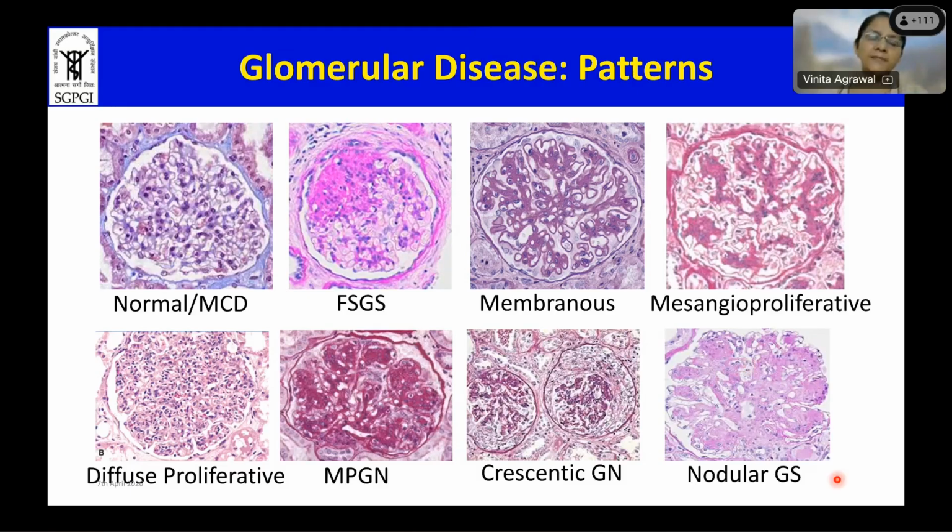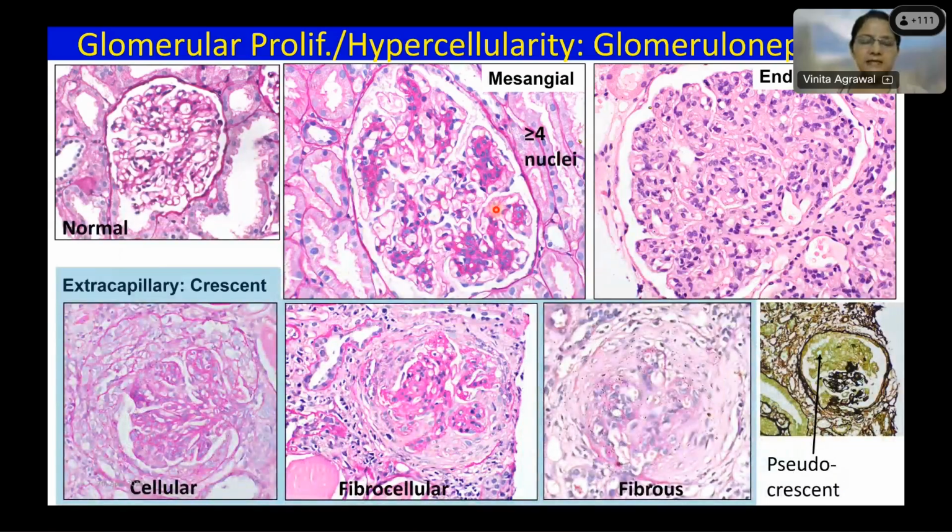When we look at hypercellularity, I've already talked about it, this is the normal. What is mesangial hypercellularity? As I said, there is an increase in the mesangial cellularity. Normally, there are less than 3 nuclei per mesangial area. So if you have more than or equal to 4 nuclei, then you say mesangial proliferative. This is endocapillary hypercellularity, where there is occlusion of the capillary loops by proliferation, as I said, of mesangial cells, endothelial cells, and infiltration by inflammatory cells.